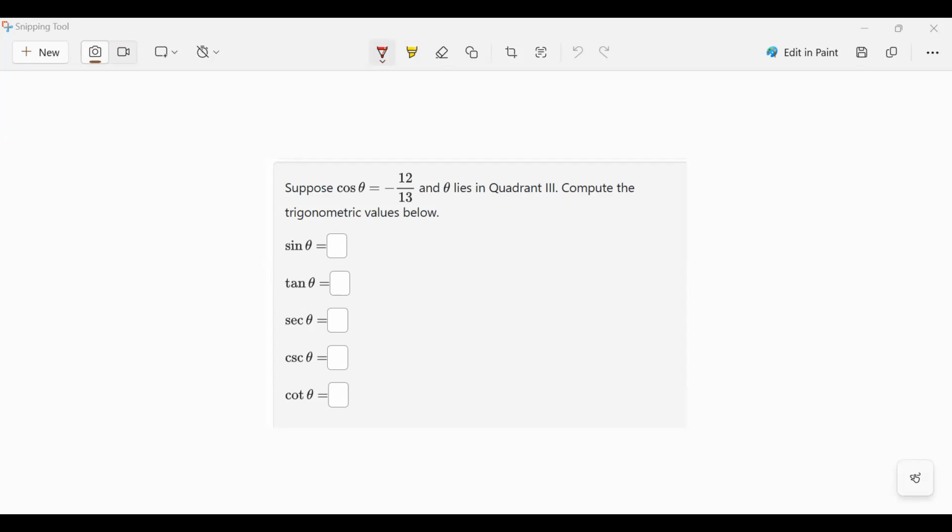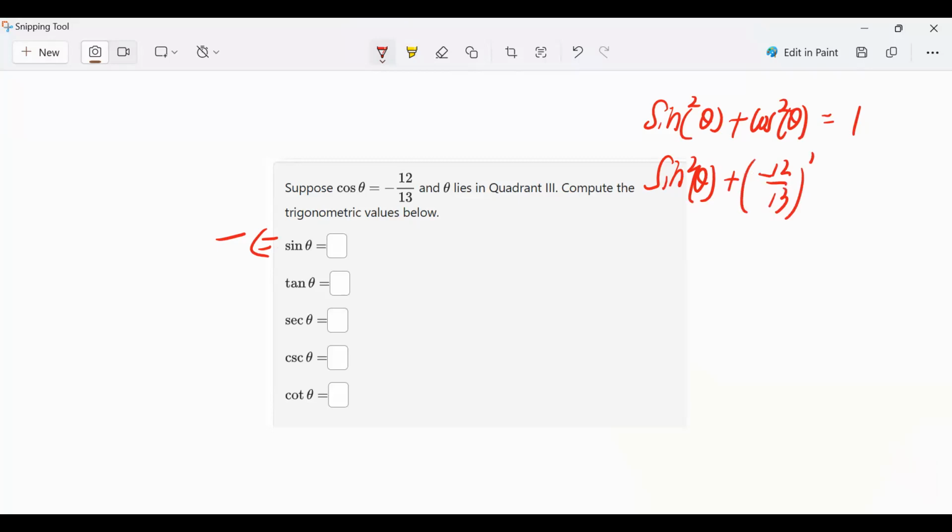Let's go to the solution. To start with the quadrant 3, we need to determine the sign of sine theta, and in quadrant 3 sine is negative. So we start with the Pythagorean theorem, right? Sine theta squared plus cosine theta squared equals 1. Let's figure out the value for sine theta. So sine theta squared plus minus 12 over 13 squared equals 1.